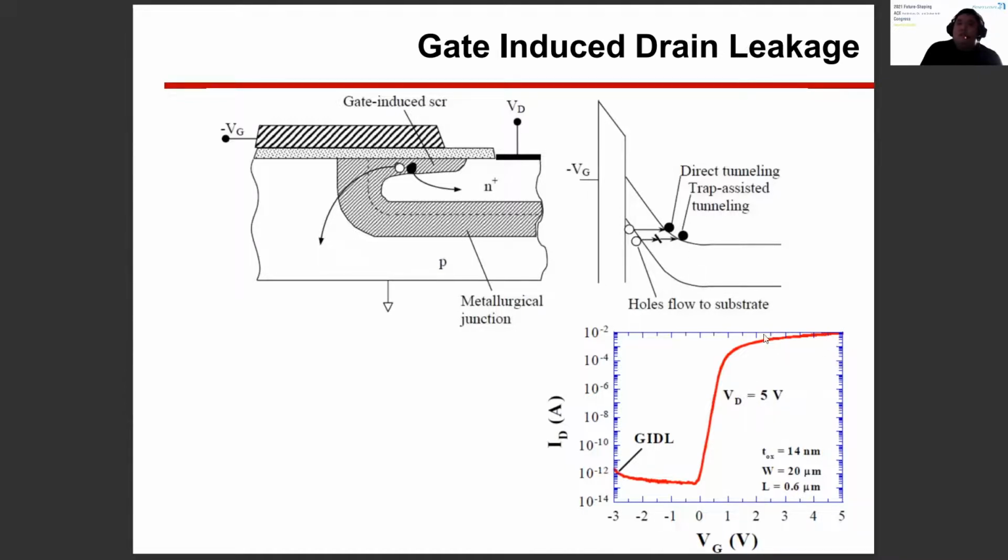With this effect, if we put a negative voltage in the gate, the current is not zero, but a little bit of leakage current flows from drain to source. In modern devices, the GIDL effect is higher than in conventional devices. So the ID-VG graph looks like this.